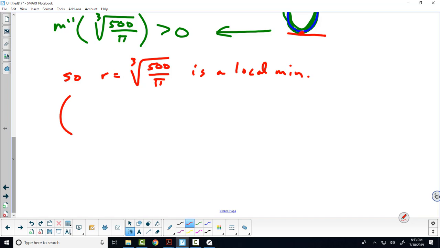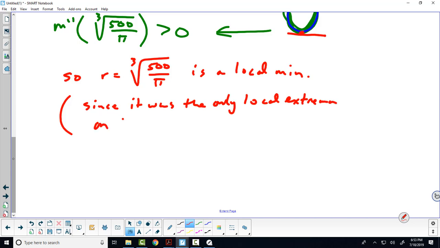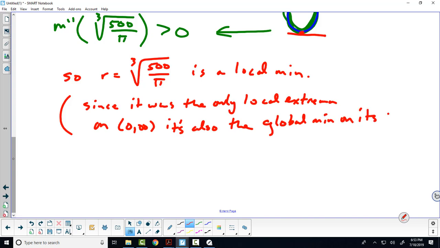The additional explanation is, since it was the only local extrema on 0 to infinity, it's also the global min on its domain. That's the extra step that tells us that we've actually found the global min. I don't require you to write out a statement like that. I feel like it's just a little bit too complicated. And if you've gotten to that point in the story problem, I'm satisfied.